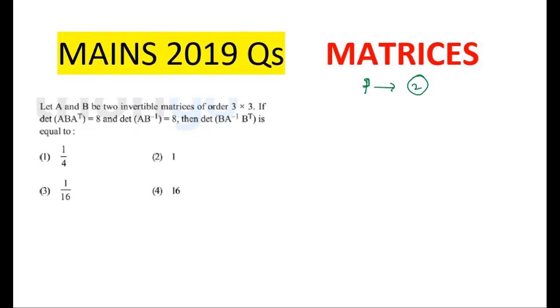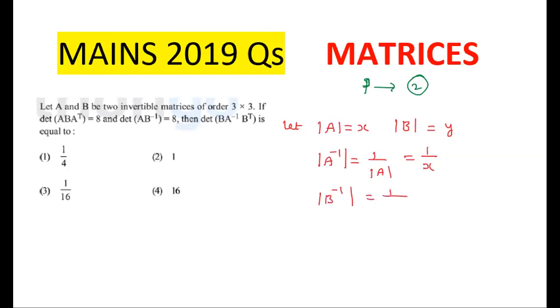Here, first take det A value. Suppose this is X, this is assumption only. Let det B take Y. Det of A inverse, that is 1 by det A, that is equal to 1 by X. Similarly, det of B inverse is 1 by det B, that is equal to 1 by Y.